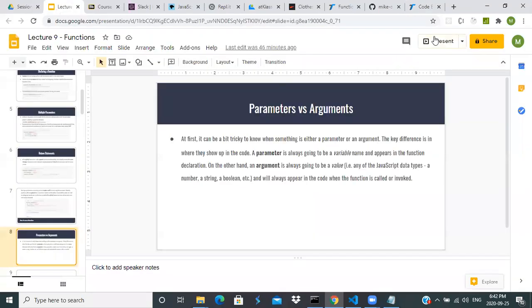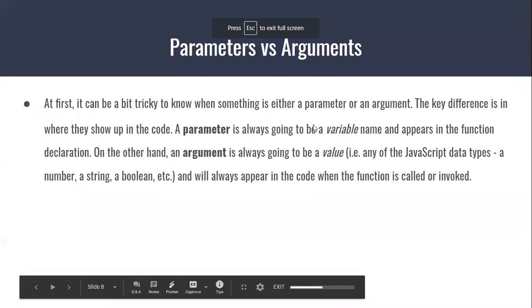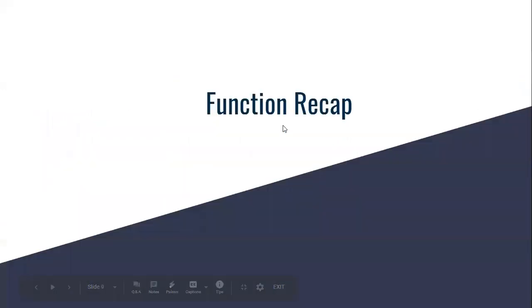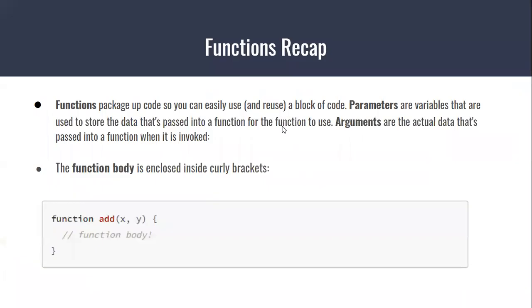Let's see if I get my terminologies right, because I interchange these so much, to be honest. All right, function recap. Functions are packages, a way that you package up your code. You can easily use and reuse a block of code. Parameters are the variables that are used to store the data that's passed into a function for the function to use. Arguments are the actual data that's passed into a function when it's invoked.